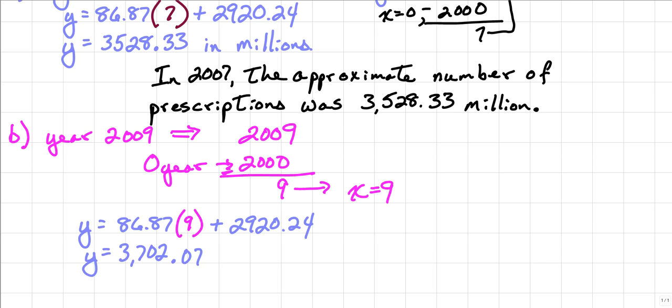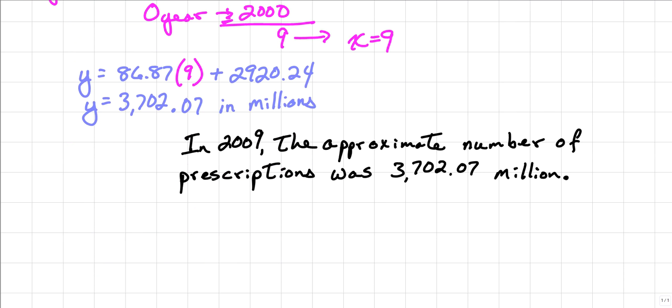3,702.07. So therefore, we need to remember that this is also in millions, and we can write the following. So in 2009, the approximate number of prescriptions was 3,702.07 million.